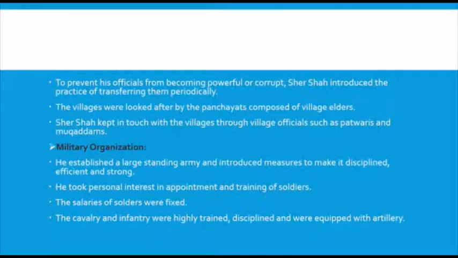He looked into every detail of the administration. The villages were looked after by the panchayats, which were composed of village elders.